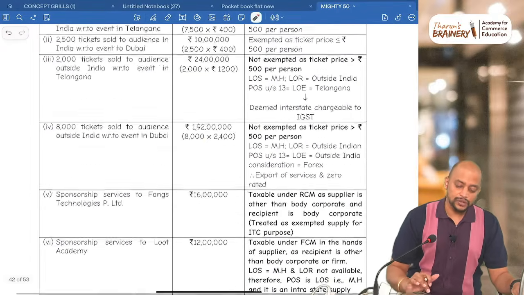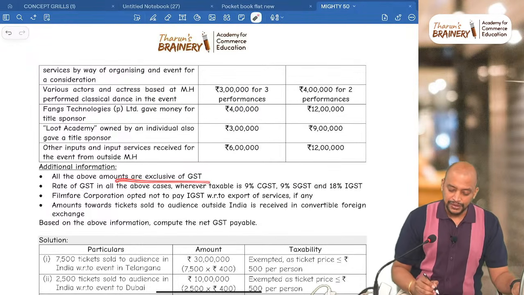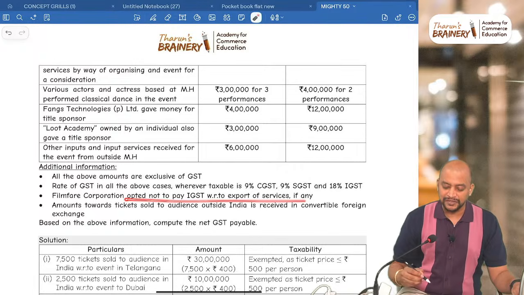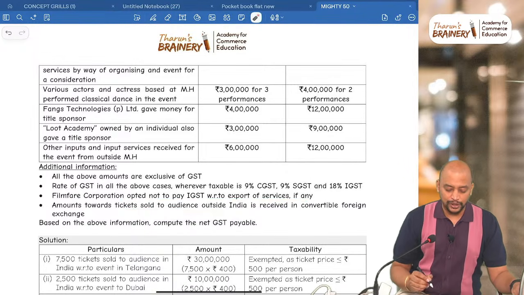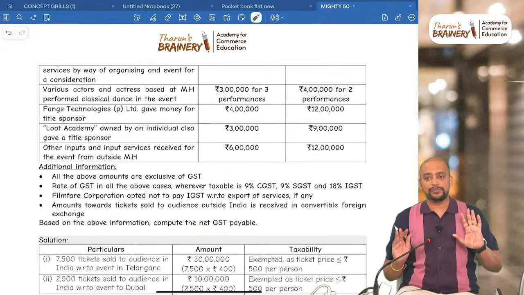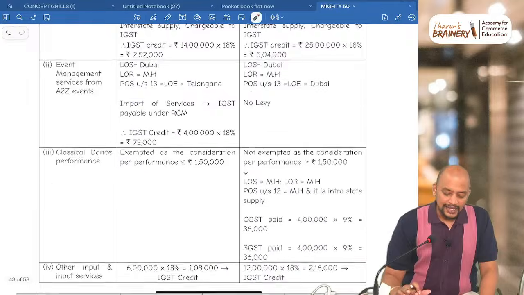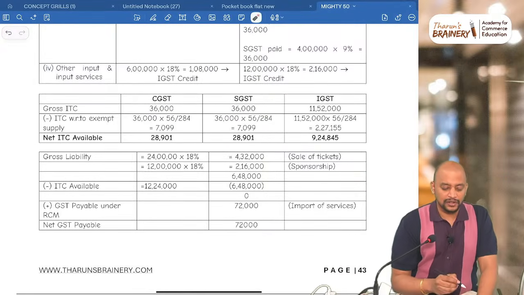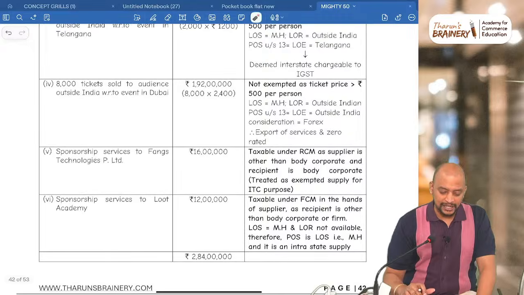So we analyzed everything, and all amounts are exclusive of GST. The GST rate is given. Filmfare opted not to pay IGST with respect to export of services, that is given, and the amount towards tickets sold to the audience. Compute net GST payable. Now we have all the data. Let's start. What is the gross GST payable? Please look into the data.